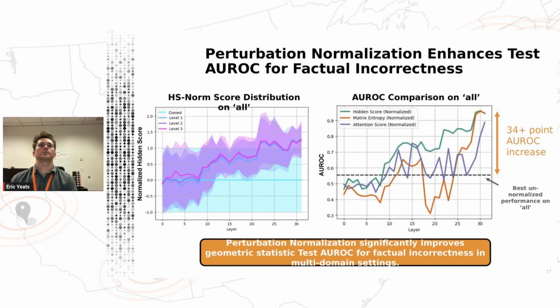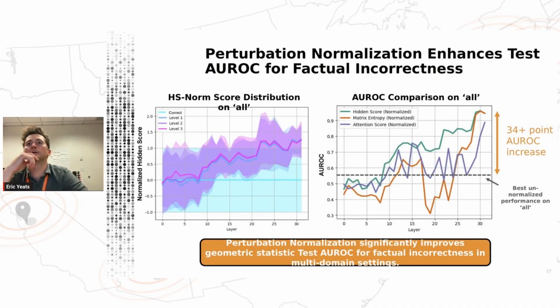So on the left here, we plotted the score distribution on all of the domains for the perturbation normalized hidden score. And as the depth in terms of layers at which we measure the statistic increases, so as we go right on that chart, we can see that we get much better separation between the hallucinations of various levels from the baseline correct response distribution.